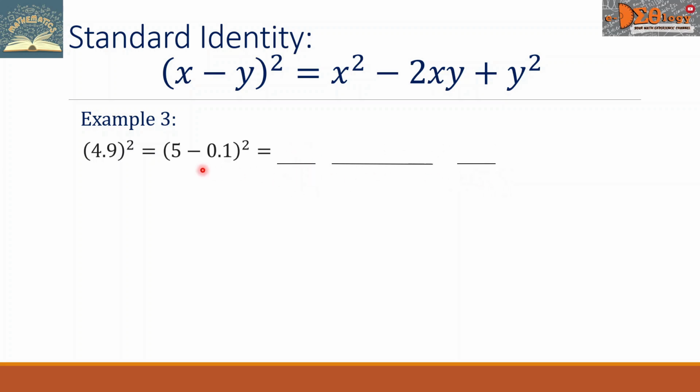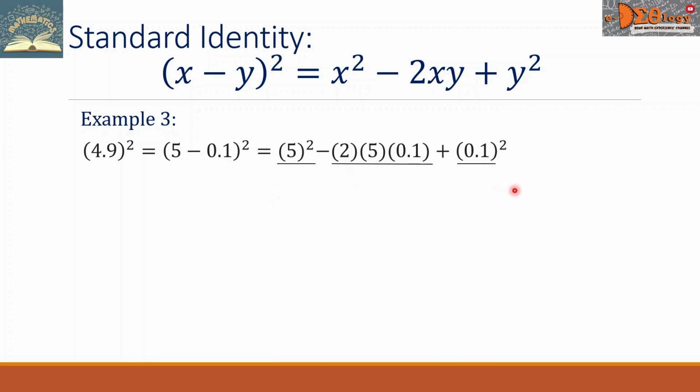In the first blank, we take the number 5 with a square. The last blank, we take the 0.1 with a square. In the middle, this is now minus. We multiply 5 and 0.1, and then times 2.